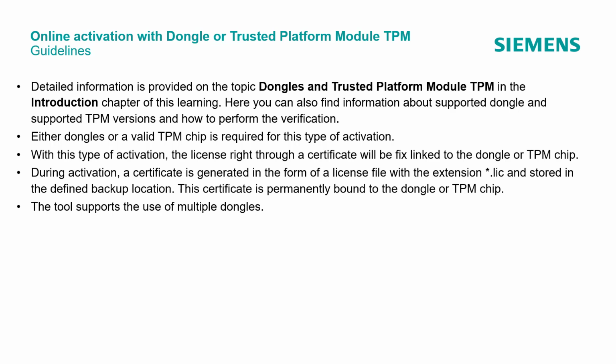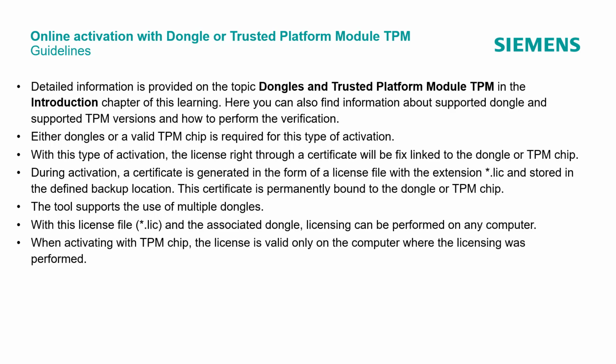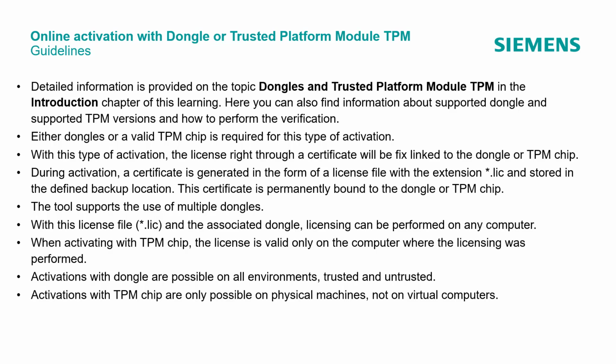The tool supports the use of multiple dongles. With this license file and the associated dongle, licensing can be performed on any computer. When activating with TPM chip, the license is valid only on the computer where the licensing was performed. Activations with dongle are possible on all environments, trusted and untrusted. Activations with TPM chip are only possible on physical machines, not on virtual computers.